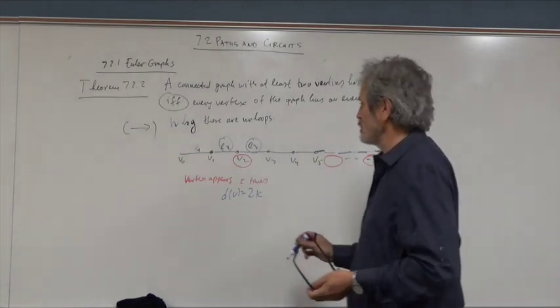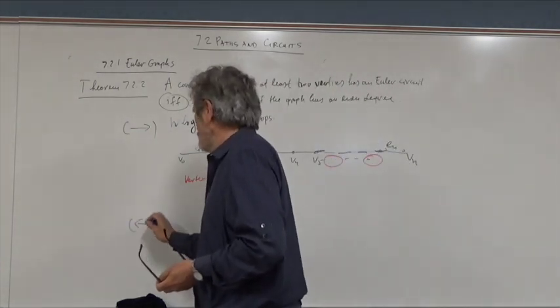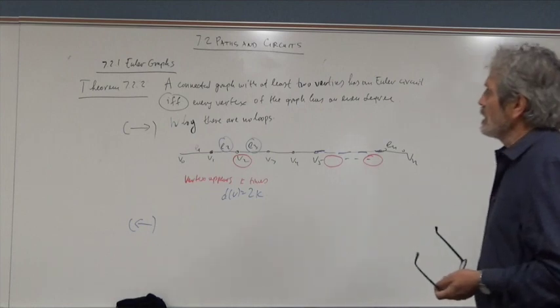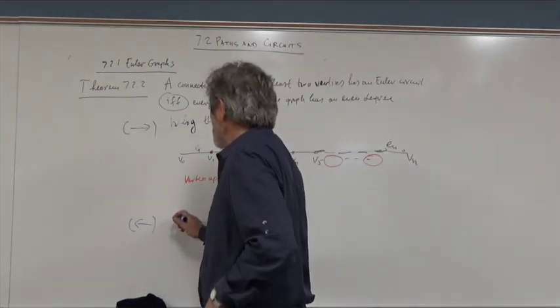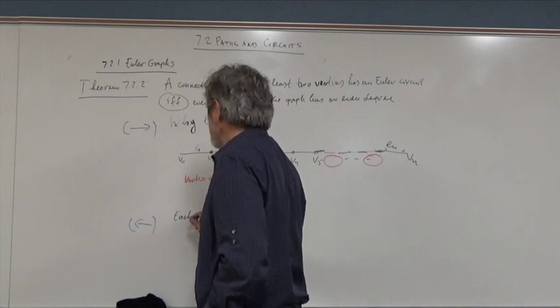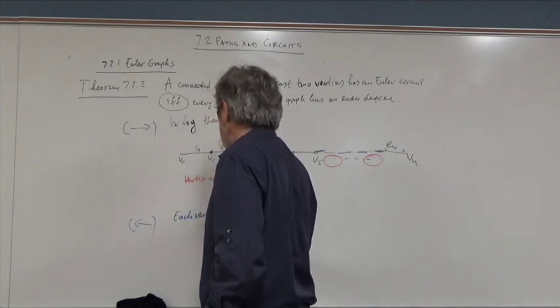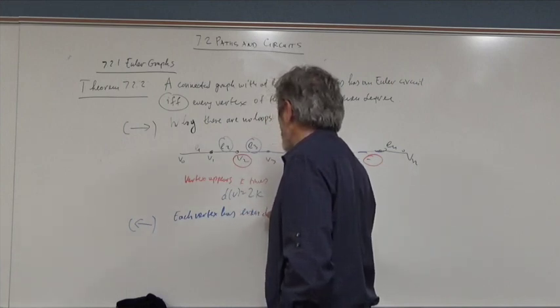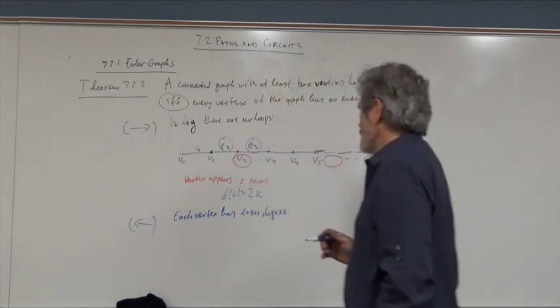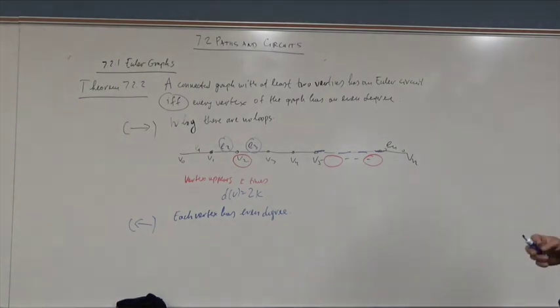So what about the other direction? That one is slightly more complicated. Now we assume each vertex has even degree. What do we do then?